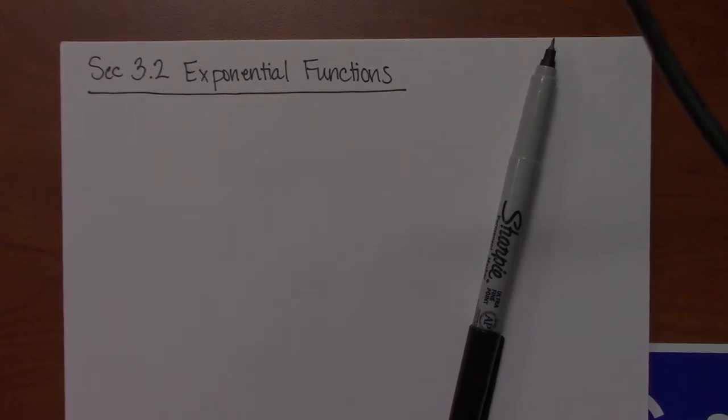All right, so in section 3.1, we talked about one-to-one functions. We introduced the idea of an inverse. And so now what we're going to do is introduce a completely new type of function, which is an exponential function. And then we're going to learn about what the inverses of exponential functions look like. And you're going to find out that they're some form of a log function.